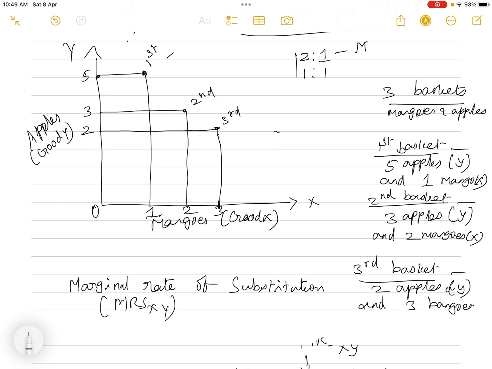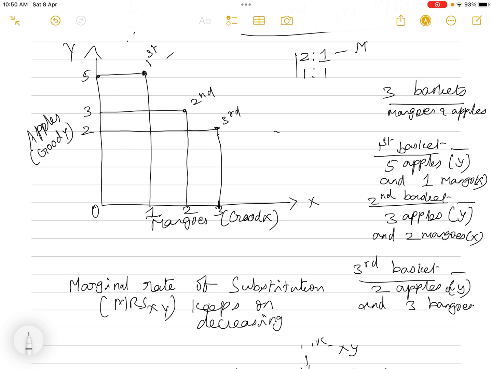So you can see that the rate at which the consumer is willing to substitute, the rate at which the consumer is willing to sacrifice units of commodity Y for commodity X, or in other words also units of commodity X for commodity Y. It can be either way, one unit of a particular commodity for units of the other commodity. So the rate at which the consumer is willing to substitute one unit for another keeps on decreasing. The marginal rate of substitution keeps on decreasing, because if you are asked to sacrifice more and more of a particular commodity, you want to have more and more of that particular commodity. That is the natural human tendency.